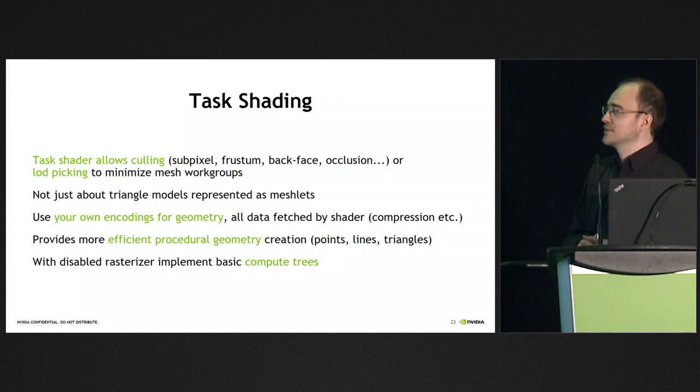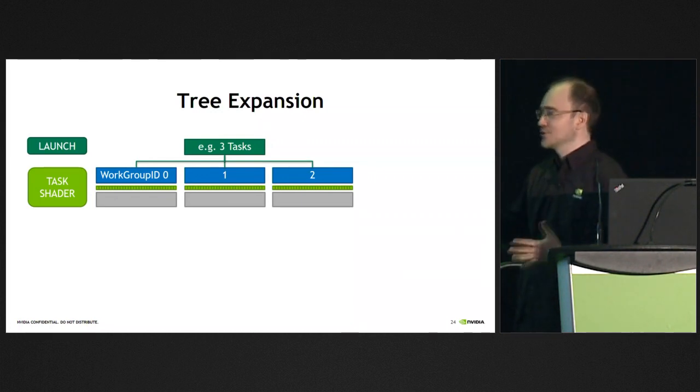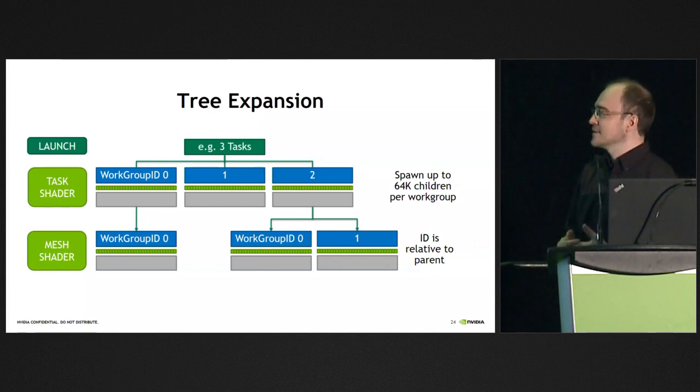You can disable the rasterizer, and then it gives you a compute tree. So you can actually have something like a compute tree, and here's a quick, very basic example. Let's say we launch 3 task shader work groups. Now, obviously, we would launch a lot more in reality, but then every task can say, okay, I need whatever amount of children. We allowed up to 64,000 children per work group.